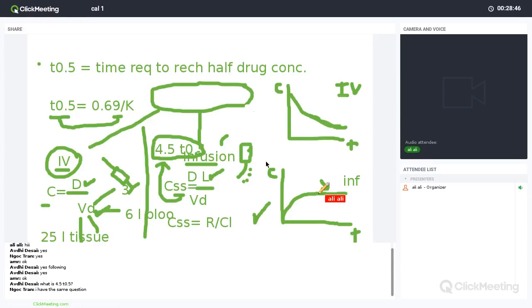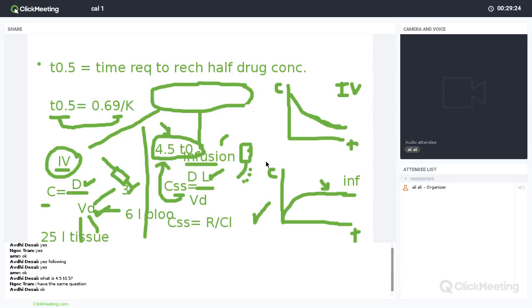When I could reach this shape of curve in the blood, if the medication has a half-life of 10 hours, by using this equation, this will give me the answer, which is 45 hours to reach the steady state plasma concentration. Okay, there will be some examples in the future. I will show you how to solve some questions.